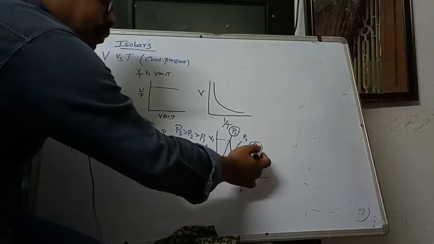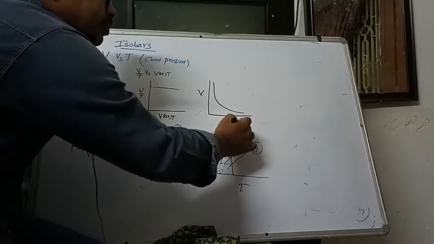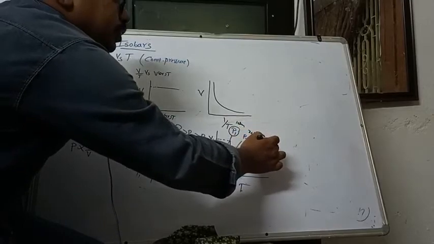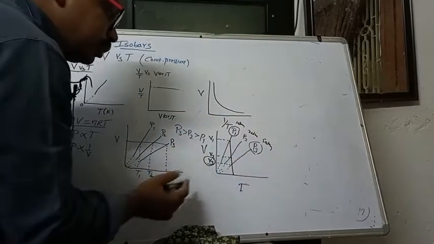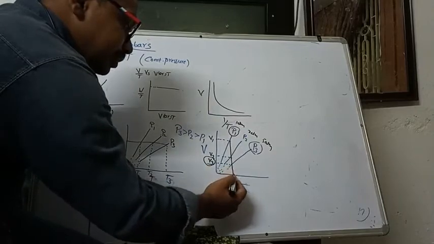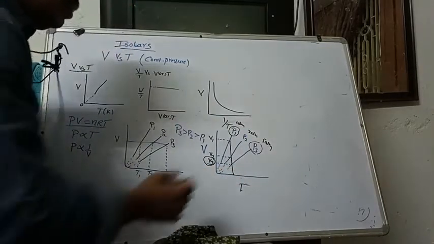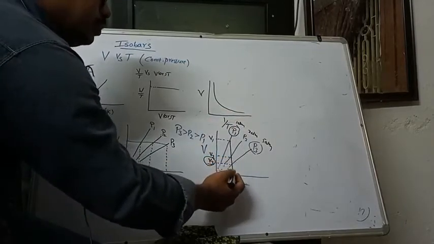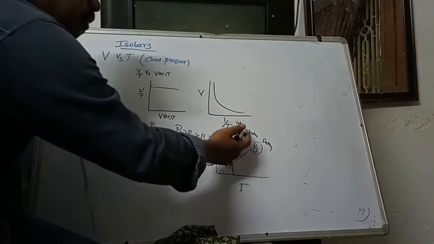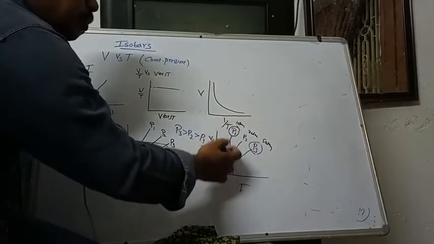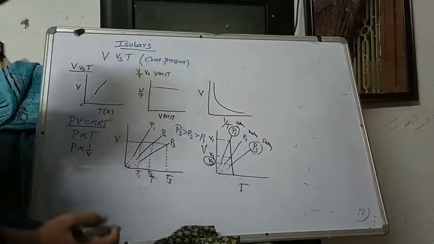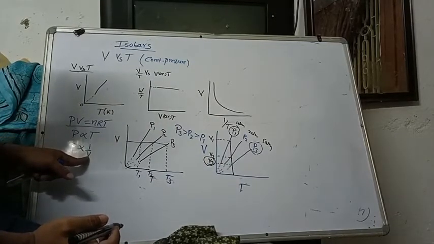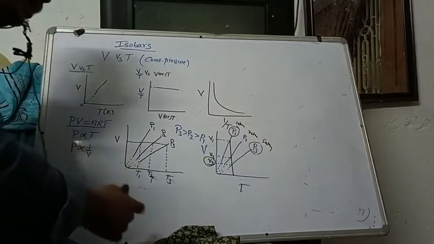At high pressure, for my convenience I am taking this as 1 atmosphere, this is 3 atmosphere, and this is 5 atmosphere. Okay, at 5 atmosphere volume will be very less, small box. If you are coming to 3 atmosphere, volume a little bit more. If you are coming to 1 atmosphere, volume will be more than V2 and V3, isn't it? So at high pressure volume decreases. So what is the relation here?